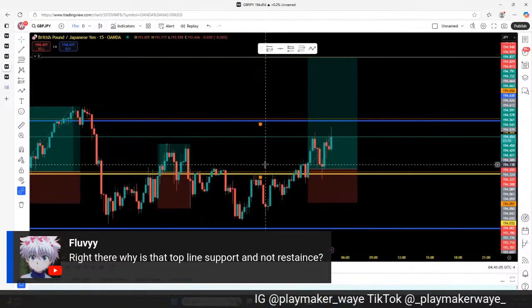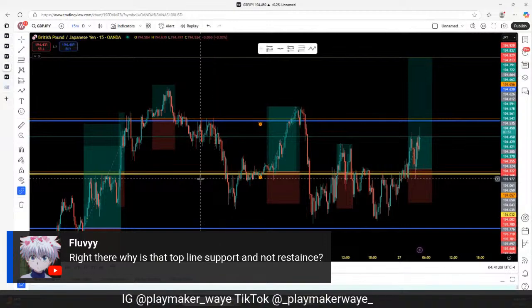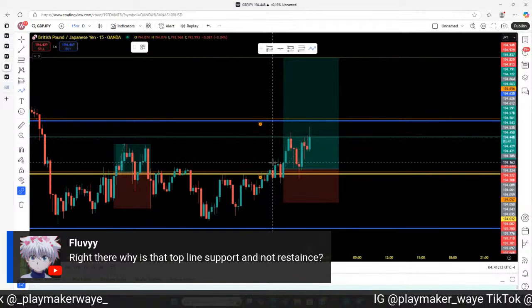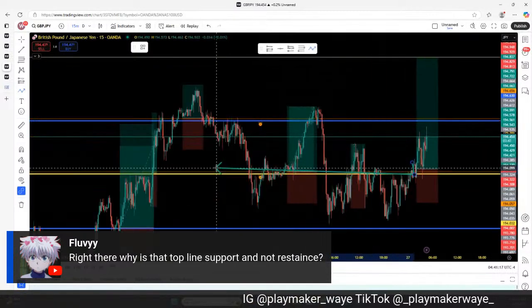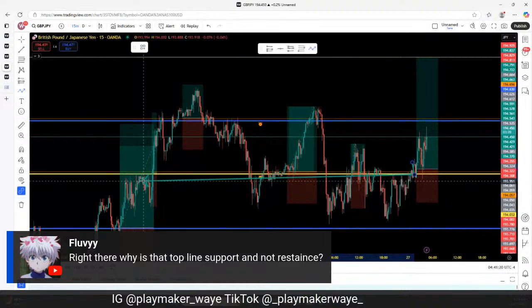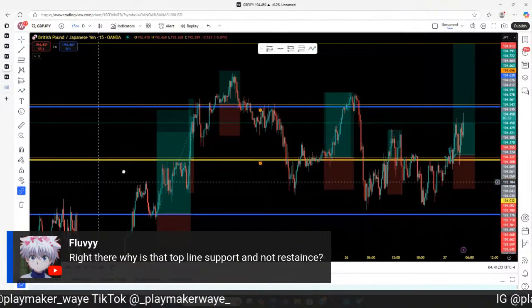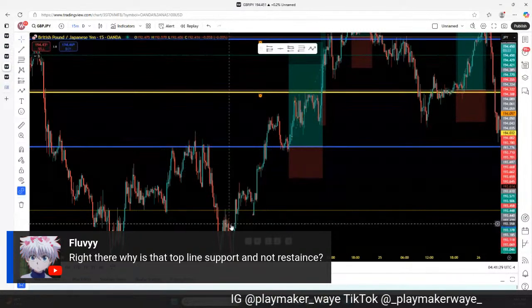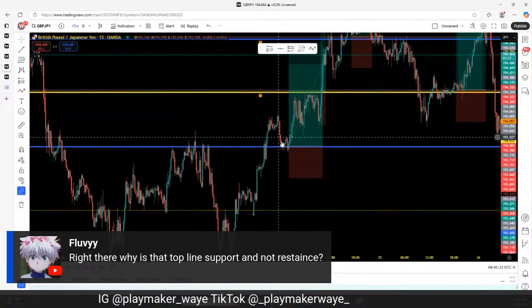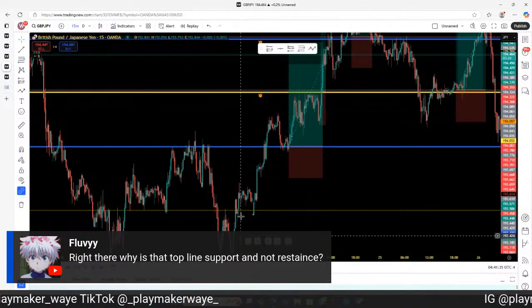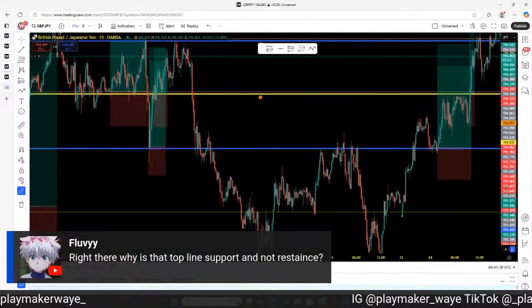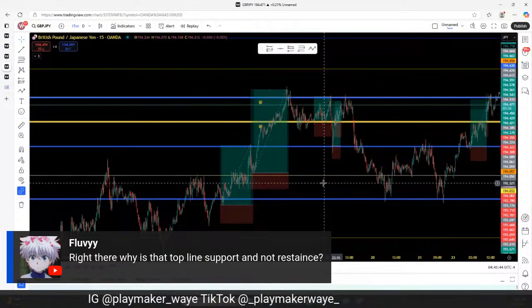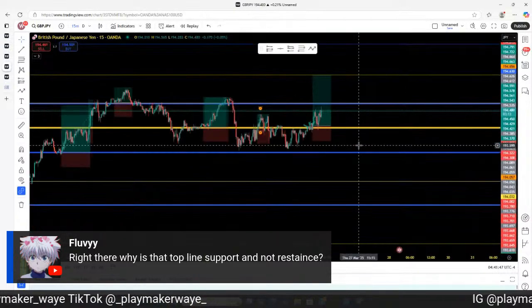If we look at this level right here, it's currently being held as support. But this same level was being held as resistance right here. This level was being treated as resistance, but when the flow and the trend changed, the same exact level is being held as support. So it depends on the direction price is going, which determines the level being a support or resistance level, but a strong support level is also a strong resistance level. You got what I'm saying? But that's a good question.